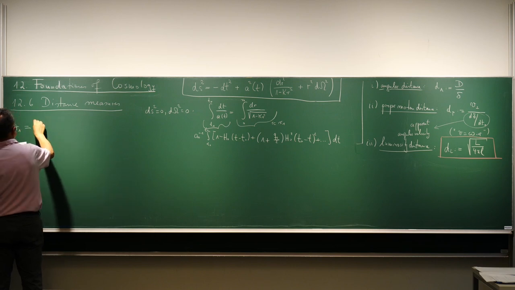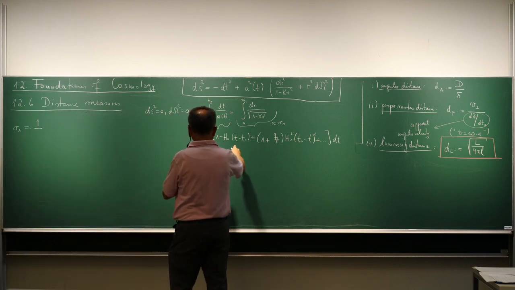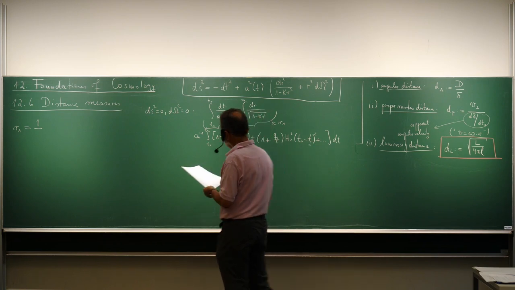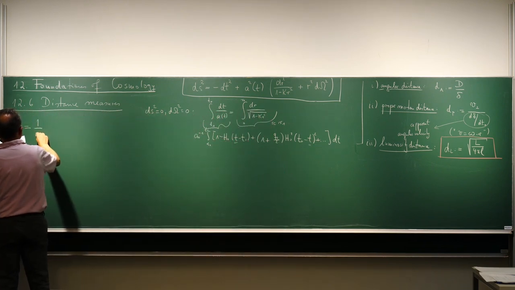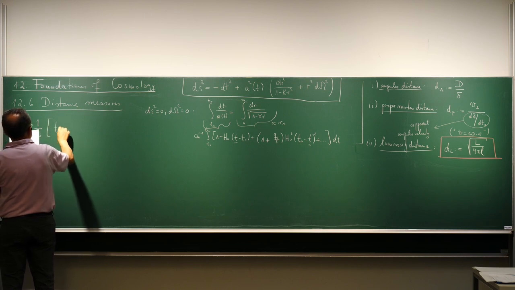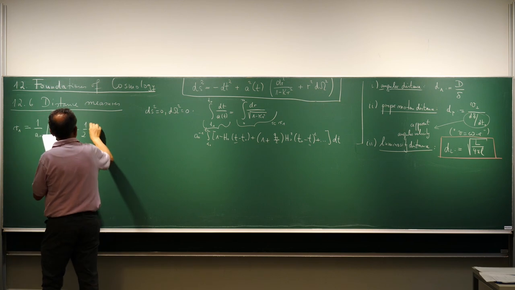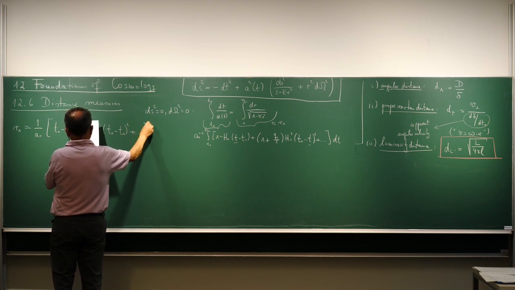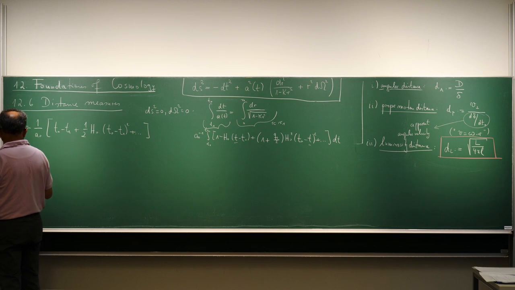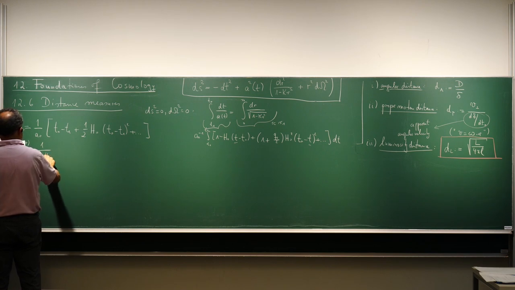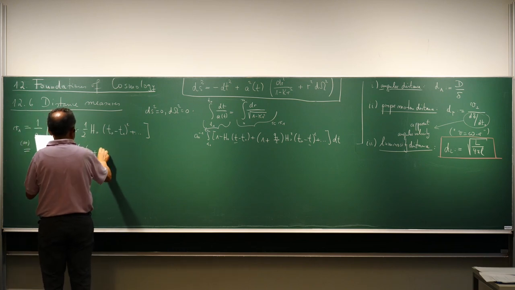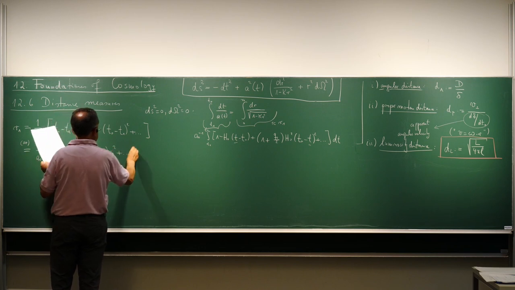And this then is an easy integration here. Over t, you have to integrate here and here. So we have here 1 over a naught, and we have here t naught minus t1 plus 1 half H naught times t naught minus t1 squared, and so on, which then from this formula double star above is 1 over H naught a naught, and we have here z minus 1 half 1 plus q naught z squared, and so on.